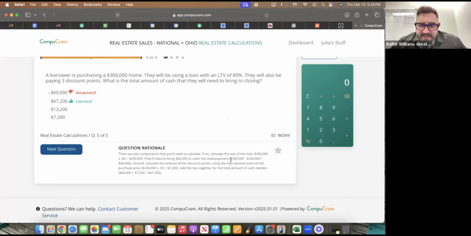So $60,000 is the down payment. Second, calculate the amount of the discount points using the loan amount and not the purchase price. Ah, that's what we did wrong. We did 3% times 300,000 instead of 3% times 240,000.